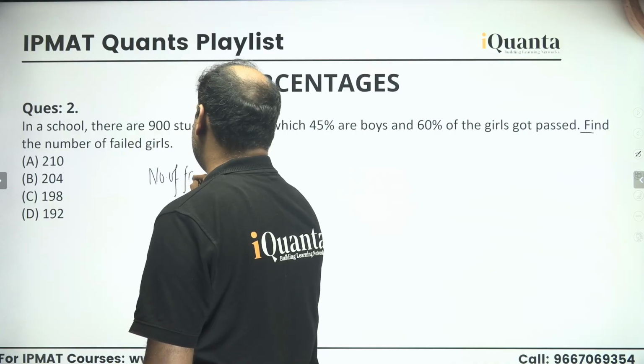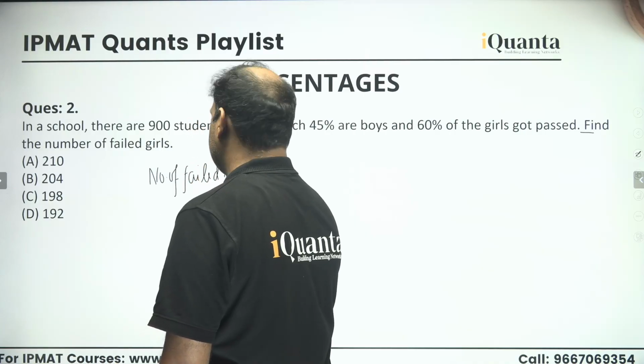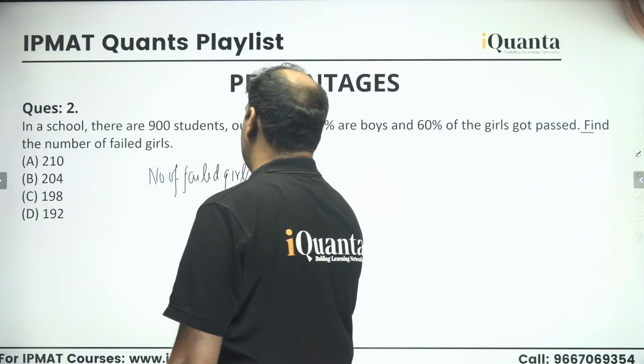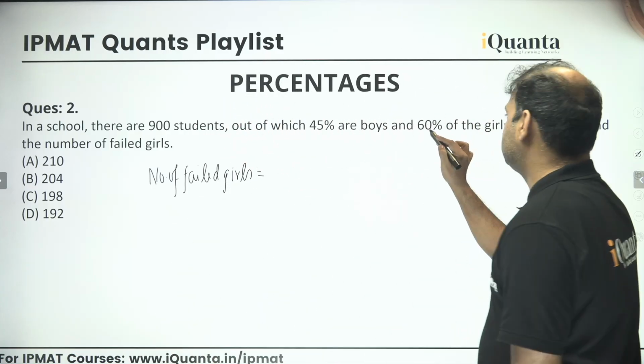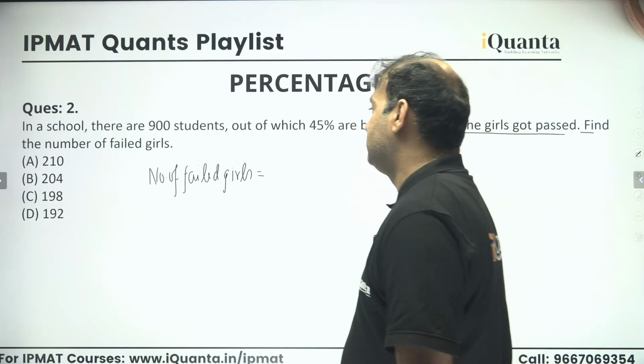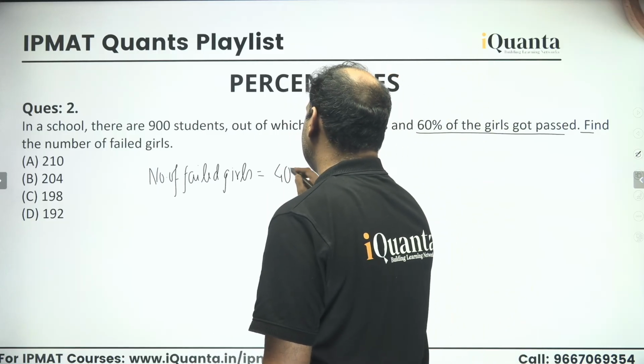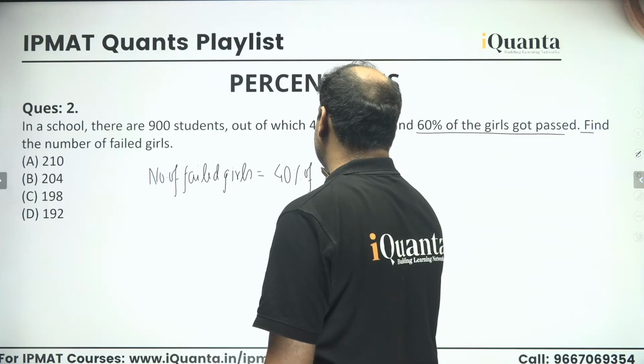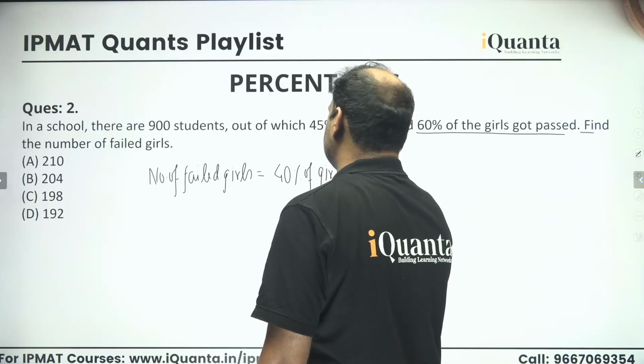If you have to talk about the number of failed girls, let's look at the total number of girls. Among the total girls, we can say that 60% of the girls have passed. If 60% have passed, then it's obvious that 40% must have failed. So we can say 40% of the girls have failed among the total girls.